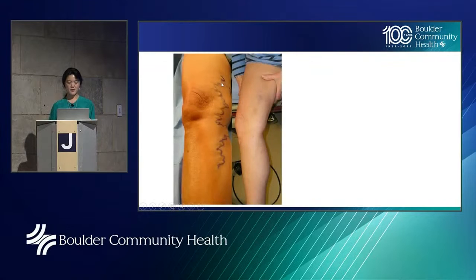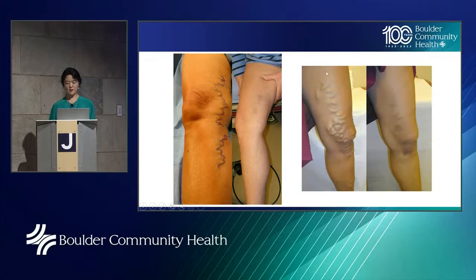Okay, so this is that patient, 2 weeks out with the microphlebectomy. The incisions you can't see, they're very, very small. There is some bruising, but the veins are gone. And here's that patient with the ropey varicose veins. And again, 2 weeks out, the veins are mostly gone. And these will continue to resorb and go away.